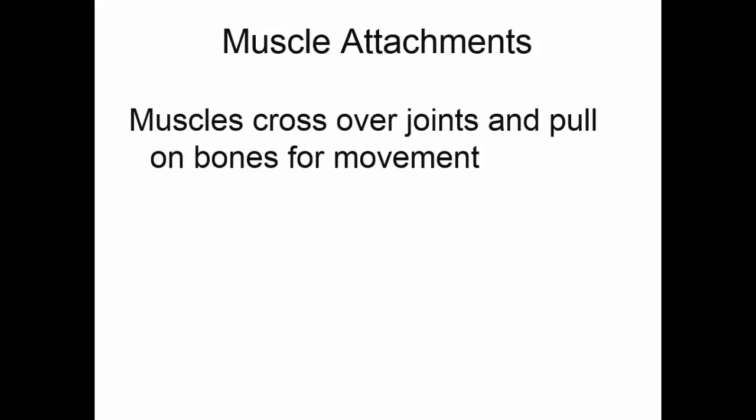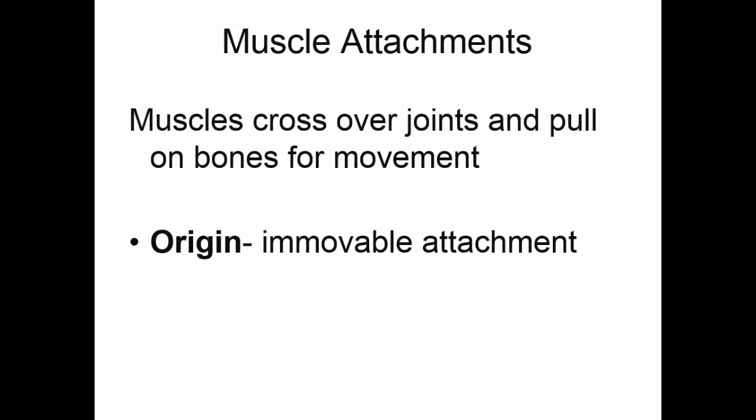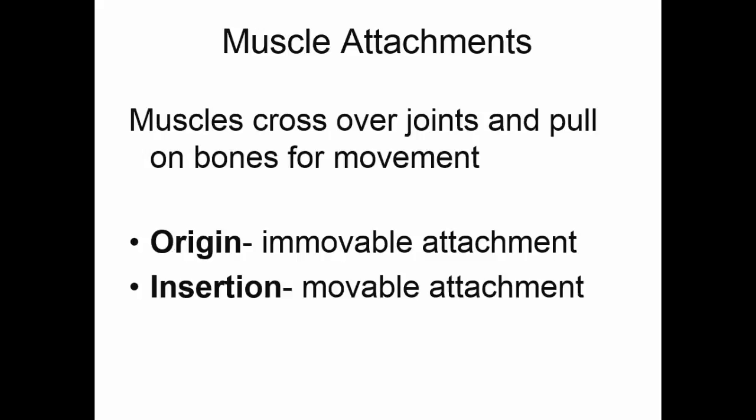Muscles have to cross joints and pull on bones for movement to occur. The origin of a muscle is the attachment of the muscle to the bone that does not move when the muscle contracts. The insertion is the attachment of the muscle to the bone that does move when the muscle contracts.